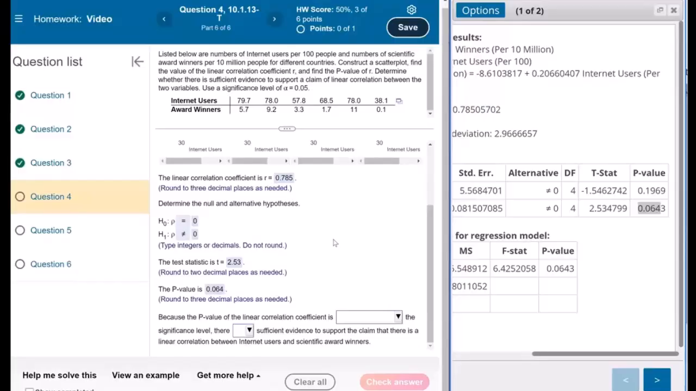Now we have to decide what it means. The p-value of the linear correlation coefficient, 0.064, is greater than the significance level. There is not sufficient evidence to support the claim that there is a linear correlation between internet users and scientific award winners. Notice here, I cannot reject rho equals 0. I do not have enough evidence to support the claim that there is linear correlation. Check.